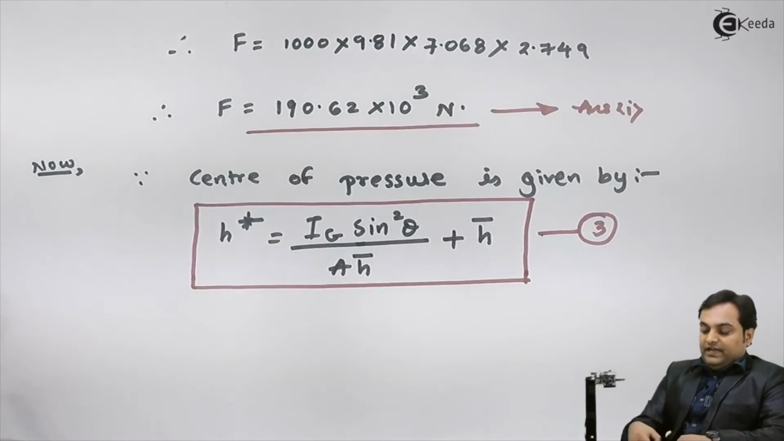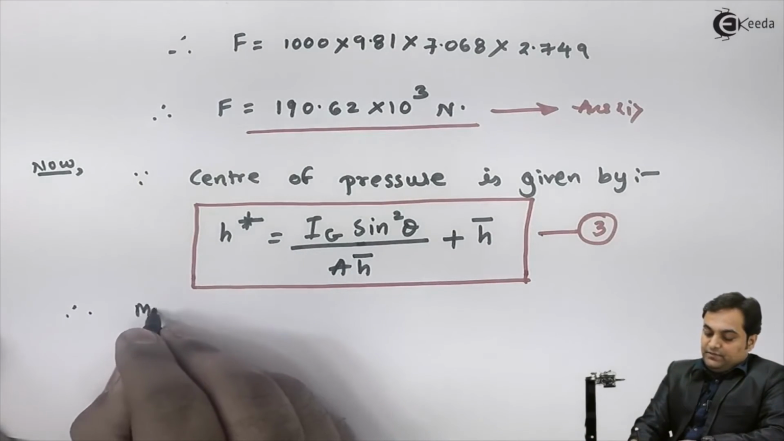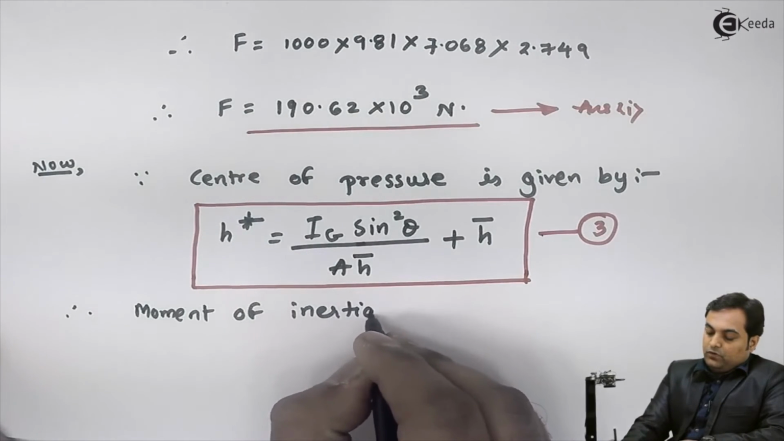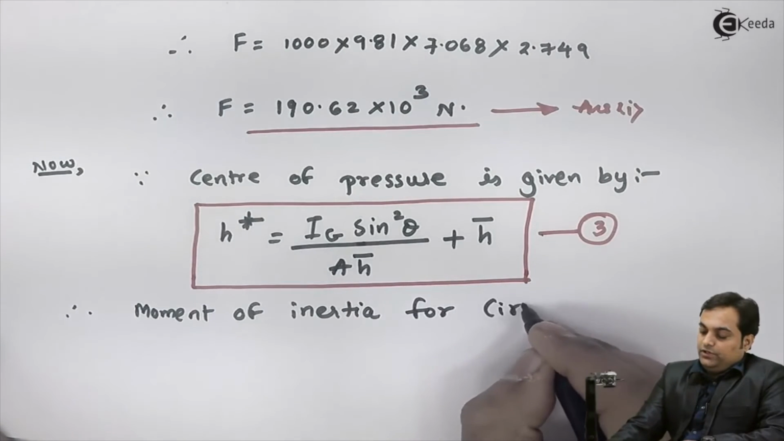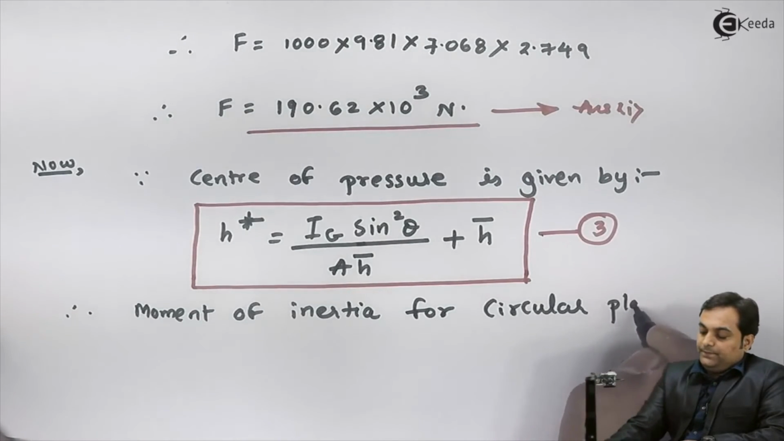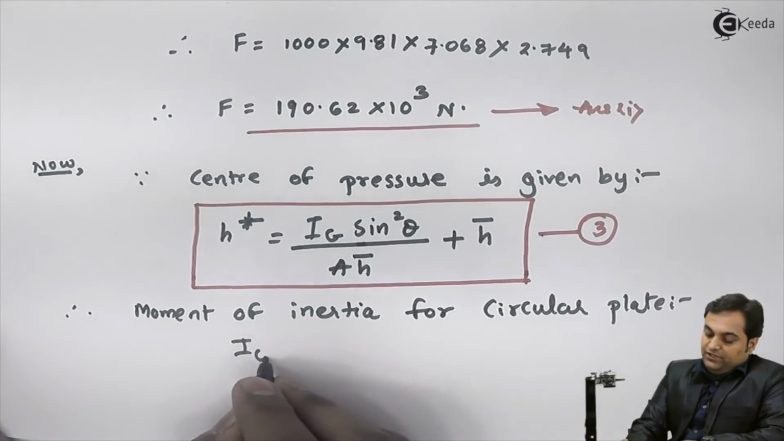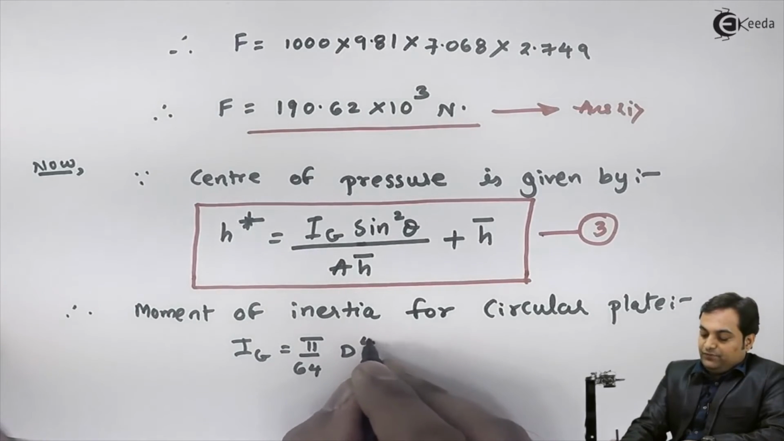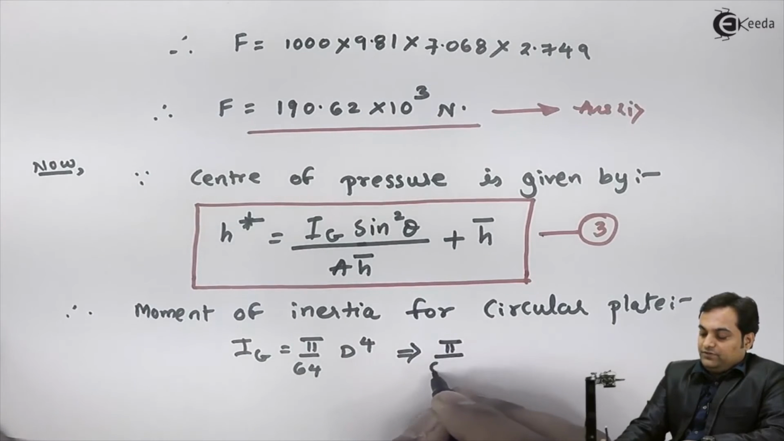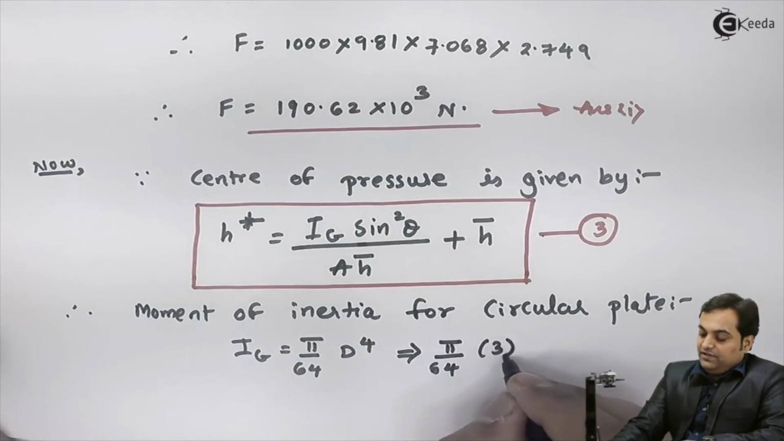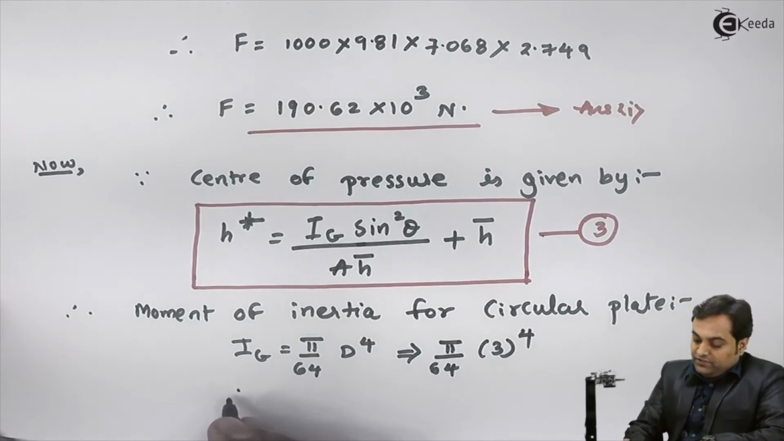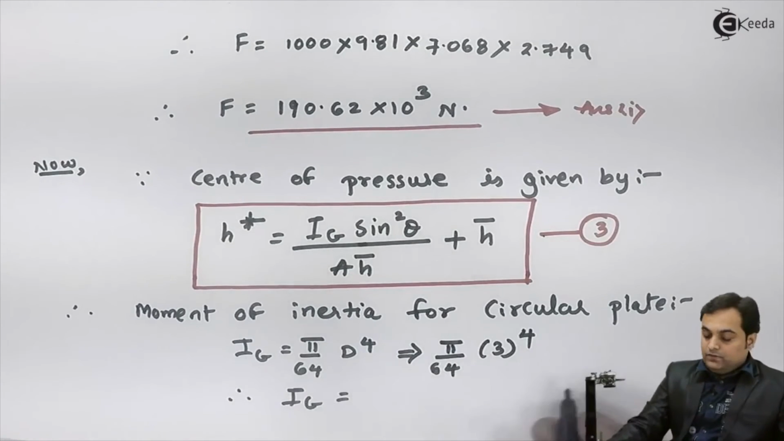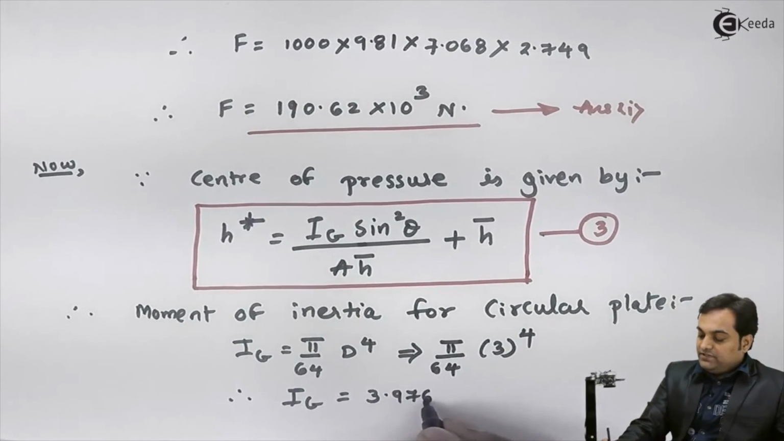I need to know the value of Ig. So therefore Ig is the moment of inertia for circular plate. For a circle, moment of inertia is pi by 64 d raised to 4. So I'll put the values. Pi by 64, diameter is given as 3 raised to the power 4. So from this I'll get I suffix G as 3.976 meter raised to 4.